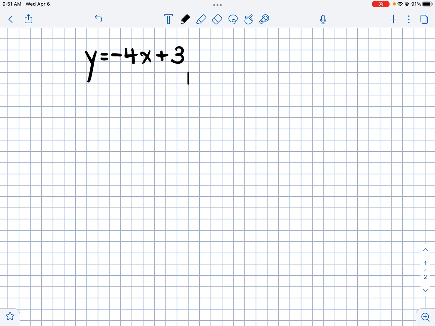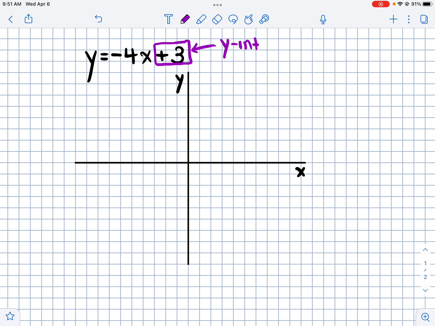So I'm going to make myself a grid. Here we go, set of axes. So I've got my x and my y-axis. Okay, so the first thing I want to do is plot my y-intercept. So I know that's my y-intercept. So I'm going to plot it on the y-axis. So when, 1, 2, 3. 3 is my y-intercept. So put that on there.